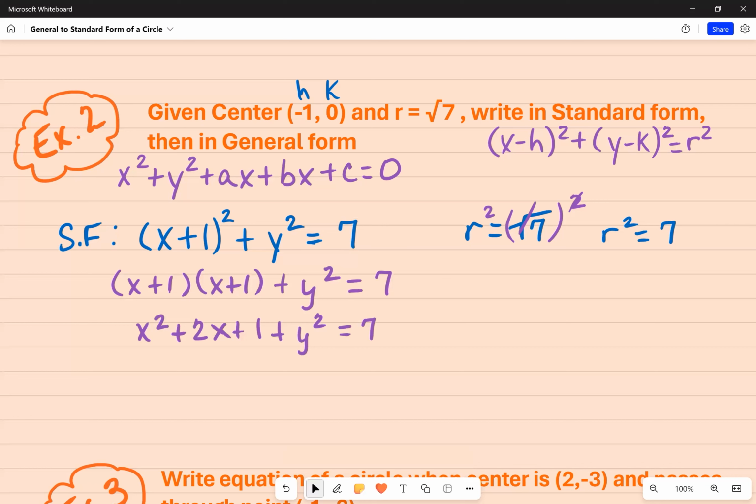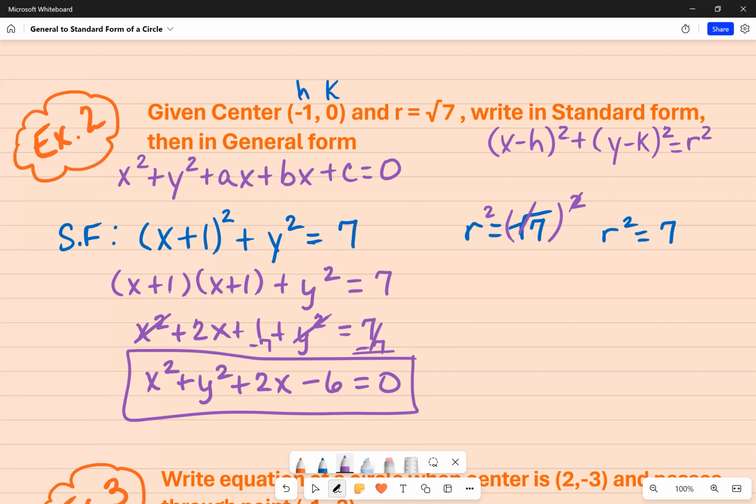However, for my general form, I want it to end up equal to 0. So once I put my x squared and my y squared together, the only thing that I'm left with is trying to find my x and my y, but I don't have a y. So I simply have plus 2x, and I have to bring that 7 over. So I'm going to subtract 7 on both sides to get the 0. And now I have -6 is equal to 0.